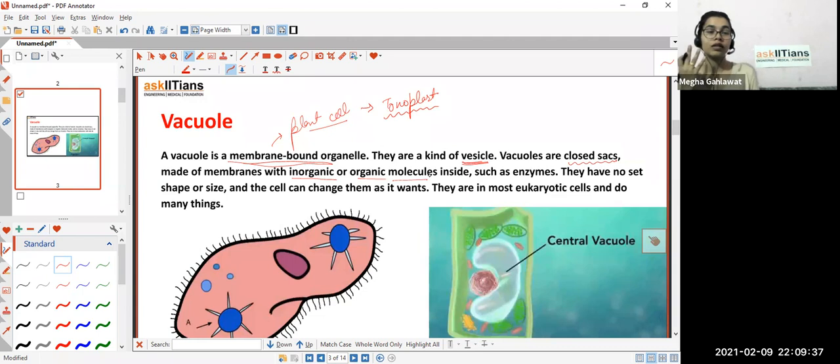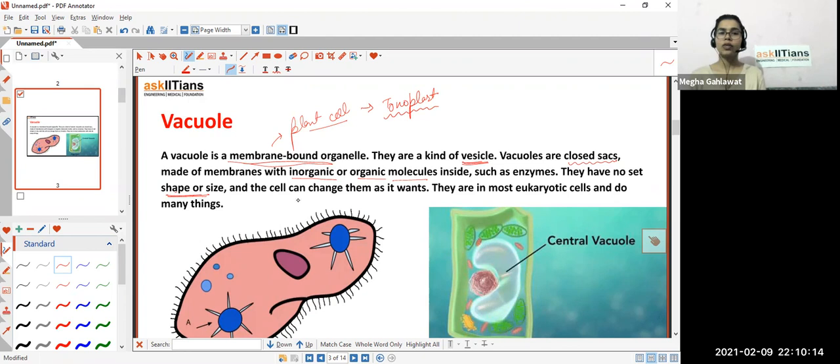They could have the secondary products, they could have the water, they could have the food, they could have the proteins, they could have the enzymes, they could have the salts, minerals, completely dependent upon where these are present, what kind of cell has them, okay? And then there is no set shape or size, because if the content of the vacuole is more, the vacuole will be larger. If the content of the vacuole is less, the vacuole size will be smaller. Similarly, if there are more contents which need to be stored, the vacuoles will be more in number, okay?